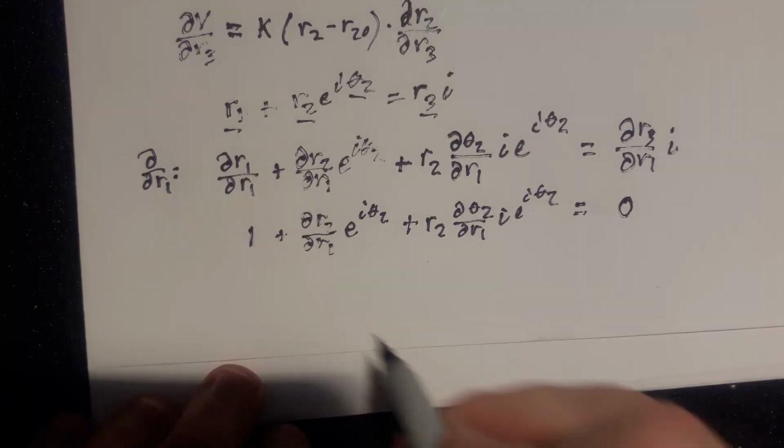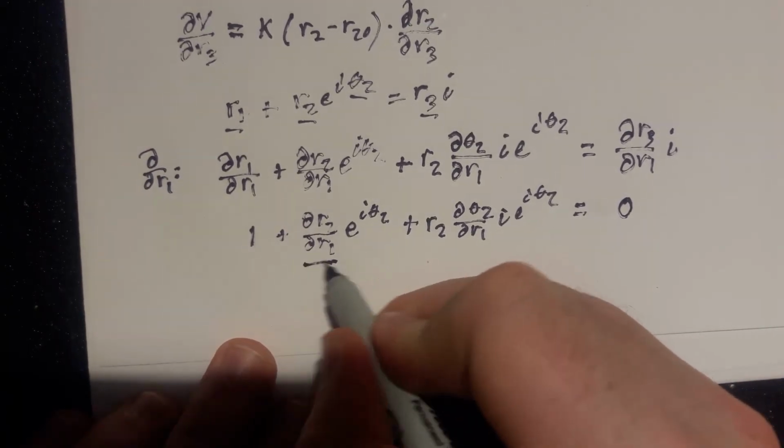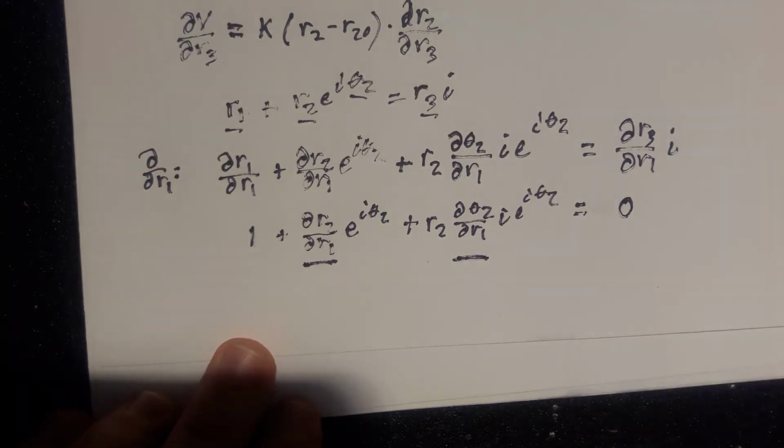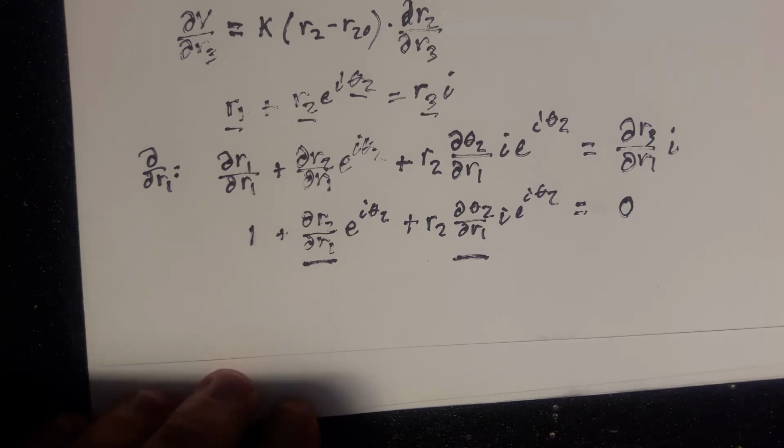So we now have a complex number equation with 2 unknowns, and we know how to solve those. Okay? And so we'll pick that up in the next video.